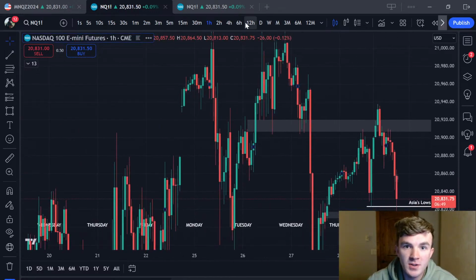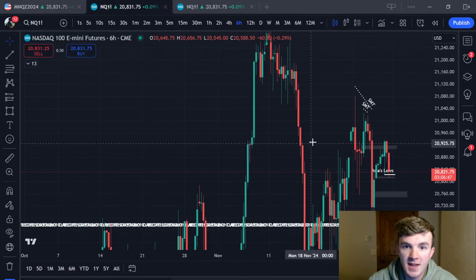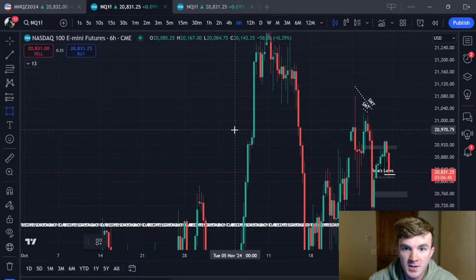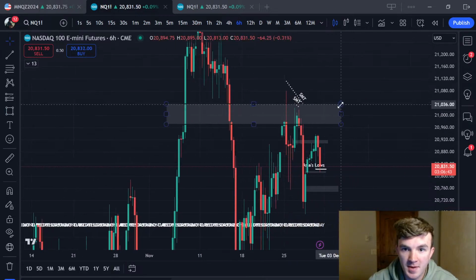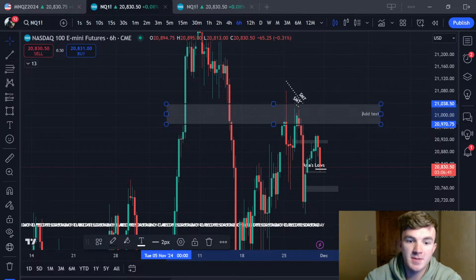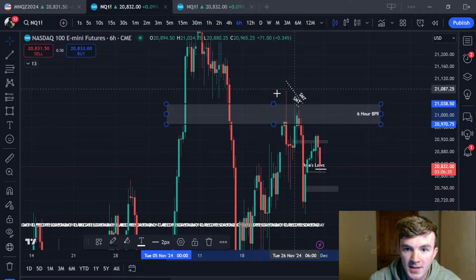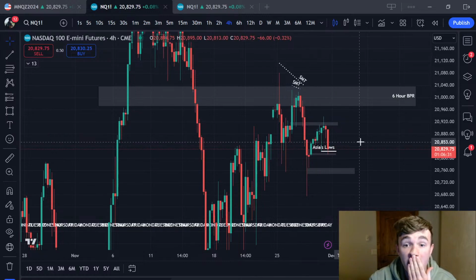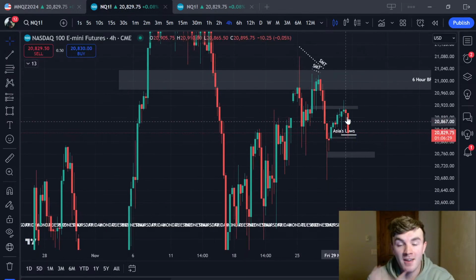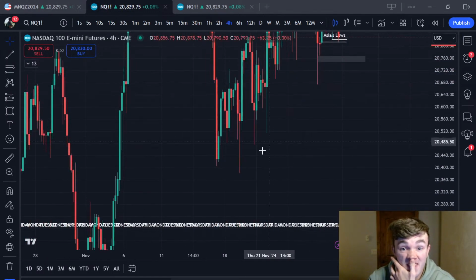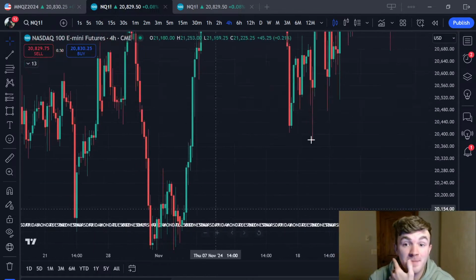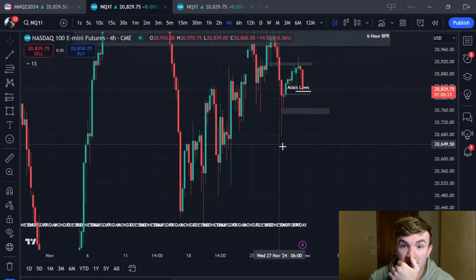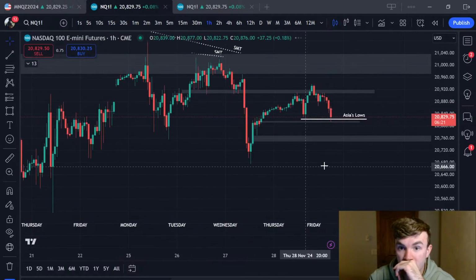Oh, and also something else to note is that this is a 6-hour BPR. So we're reacting off a 6-hour BPR. We got two SMTs. See this? 6-hour BPR, two SMTs, and then within that, this 4-hour BPR, and we got a ton of low resistance lows here. The market's drawing there, right?